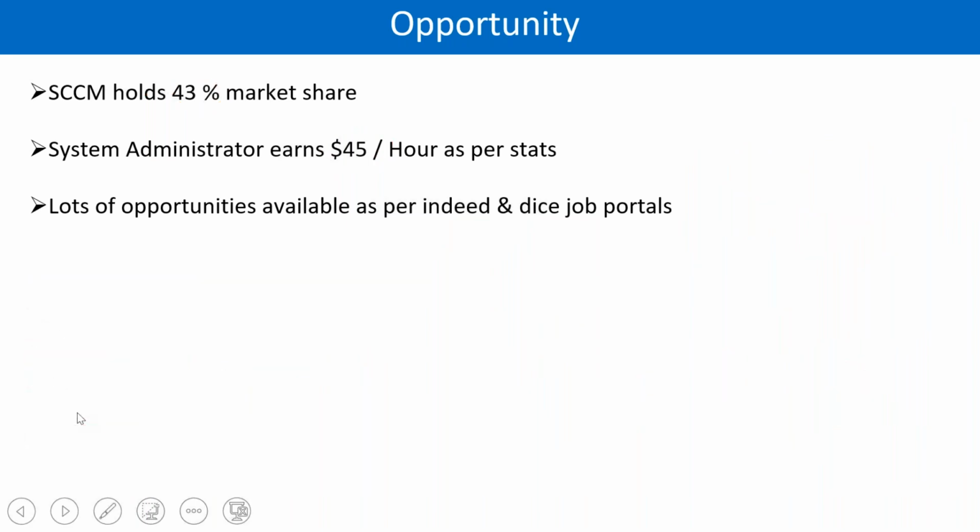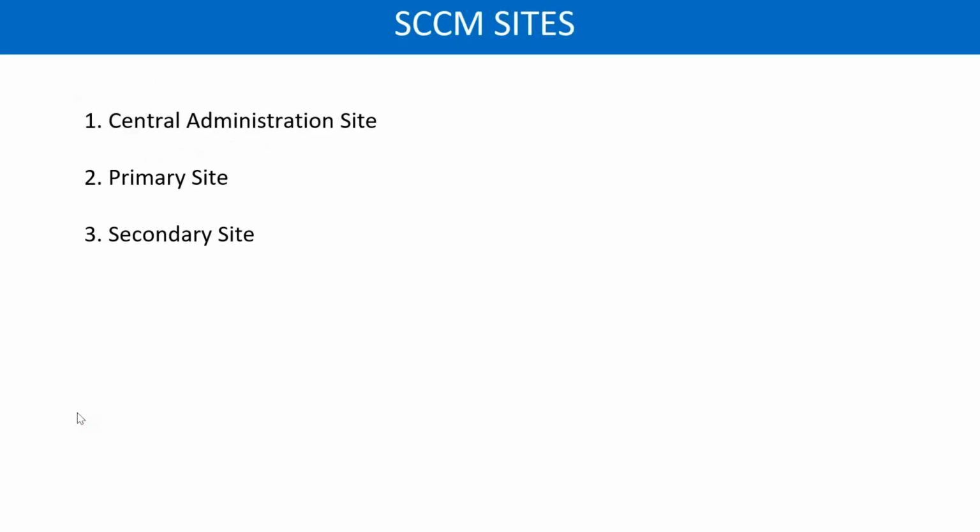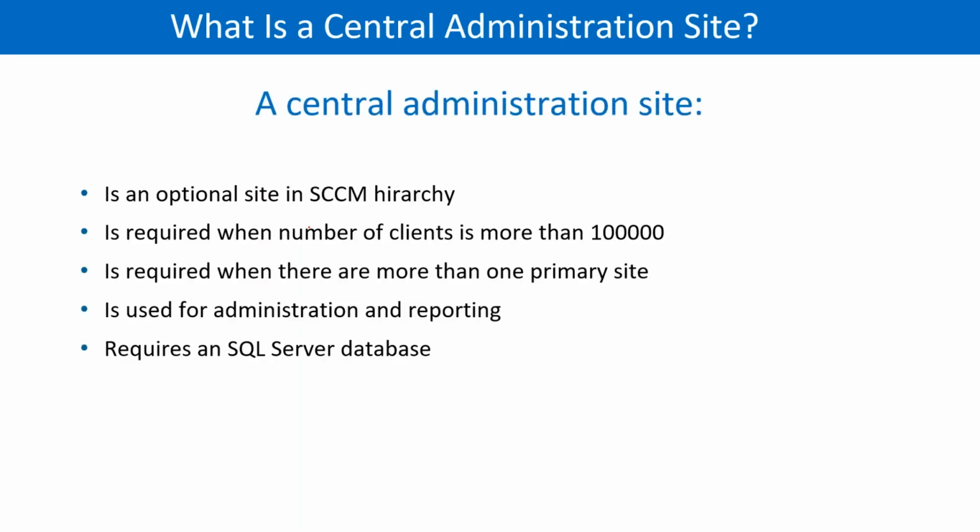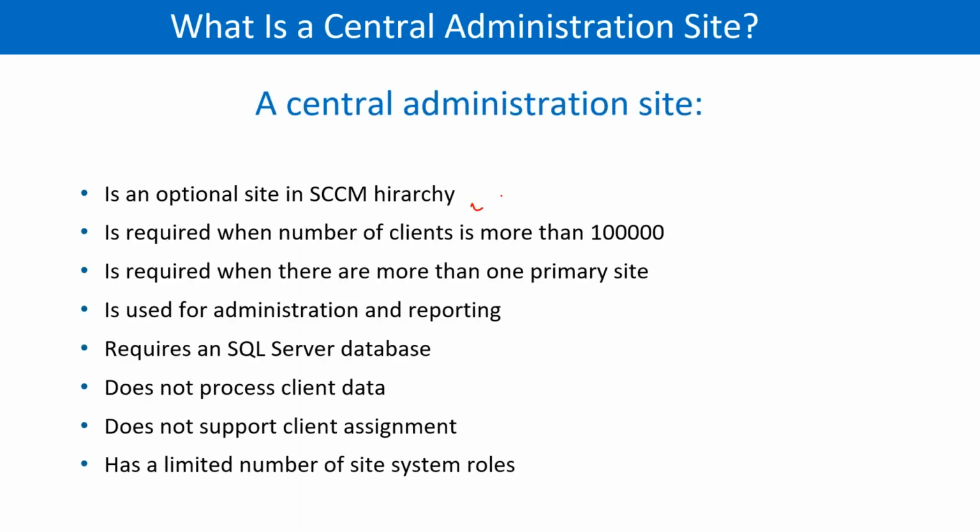So let's move on to the next slide, which talks about the sites. Yesterday we discussed sites. There are 3 sites in SCCM, Rishi: central, primary, and secondary. Now we'll talk about what is central, what is primary, and what is secondary site. The central administration site is an optional site in SCCM. It may be needed, might not be needed.